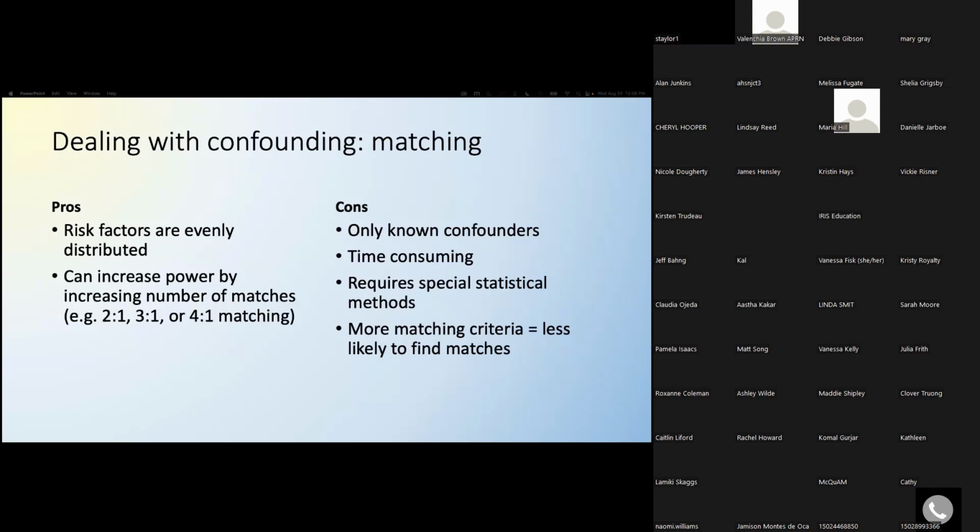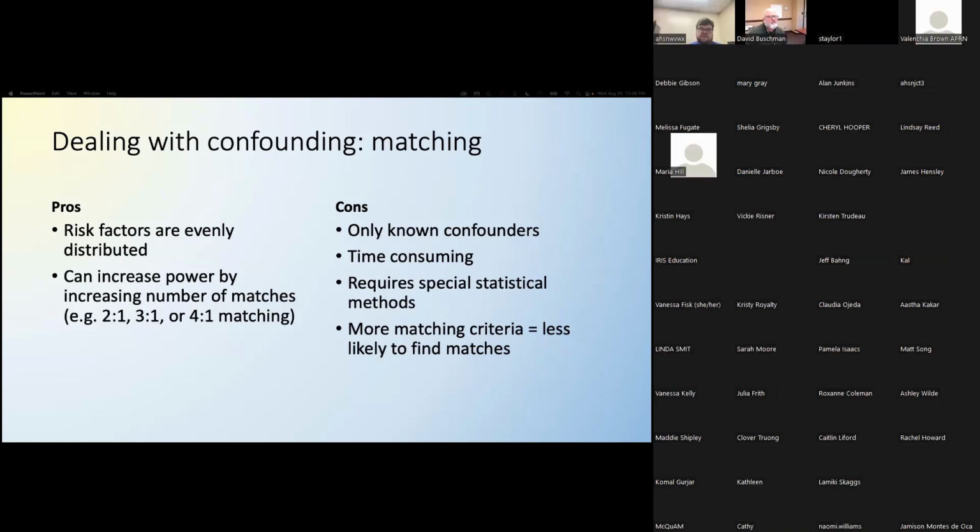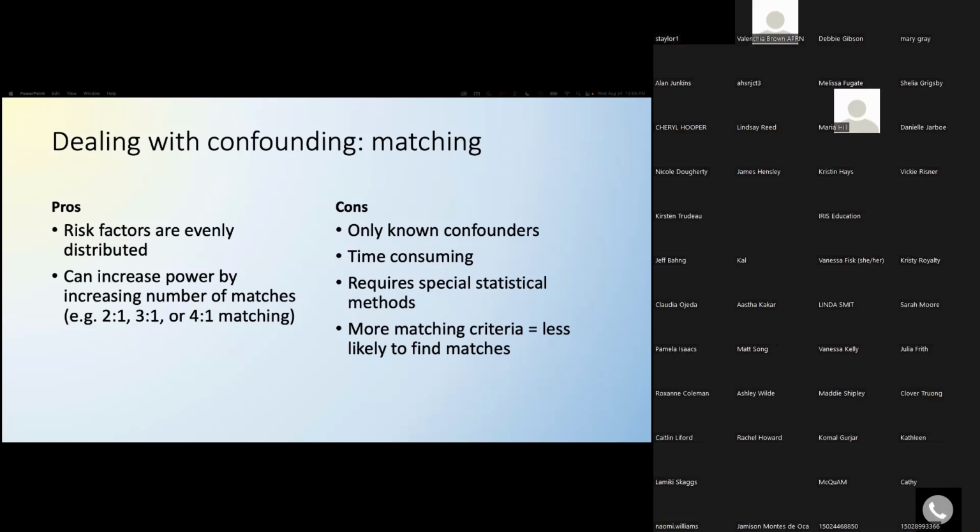Another con is that it's time consuming. It'll require special statistical methods. So usually there's special tests that account for how your patients are matched. And then if you have more matching criteria, you're less likely to find matches. So if you want to match on, say, 5 things, then it becomes harder and harder the more criteria you add to match.